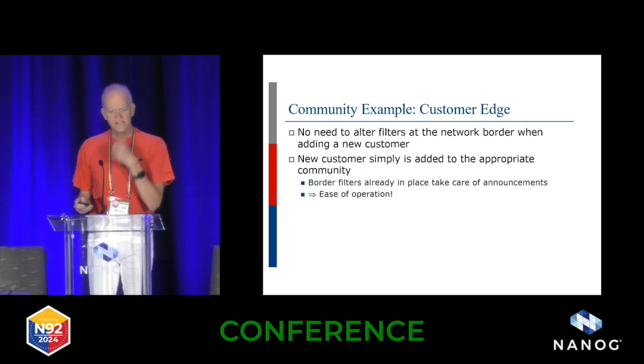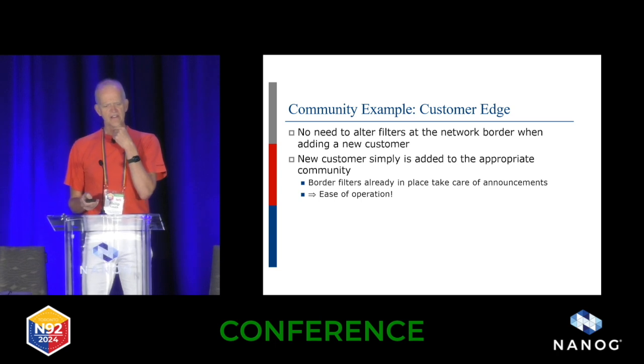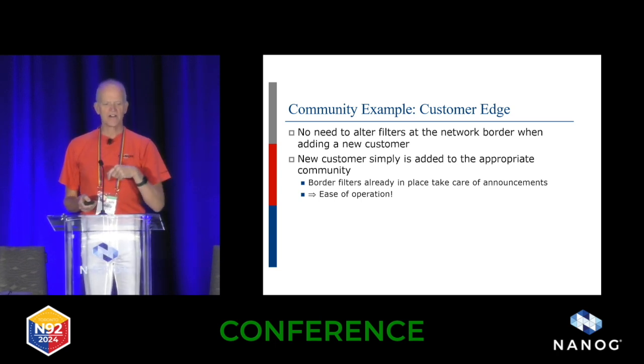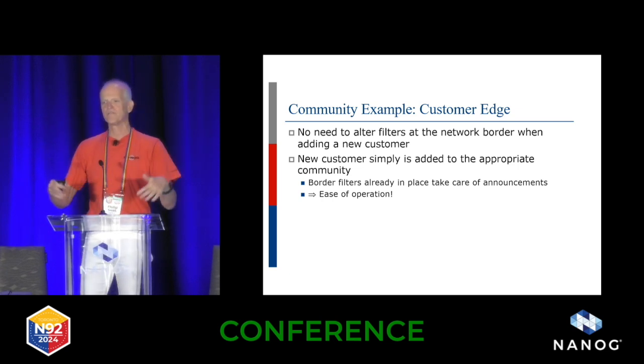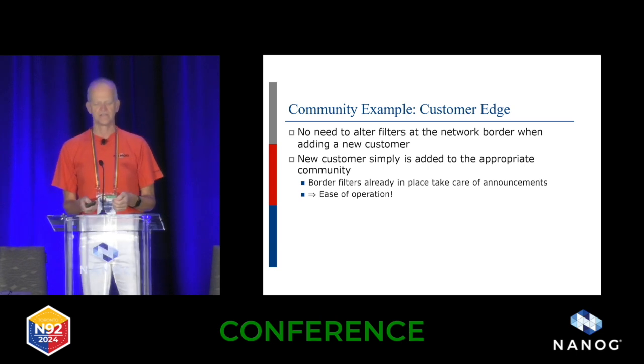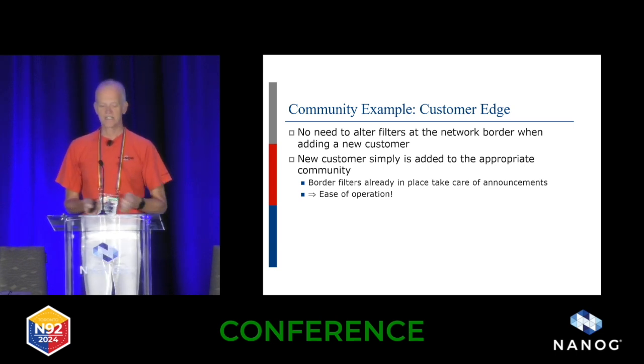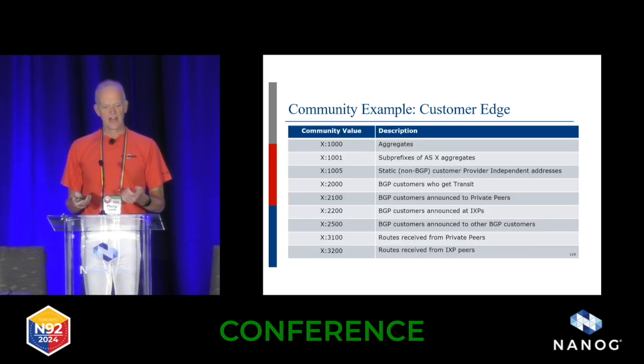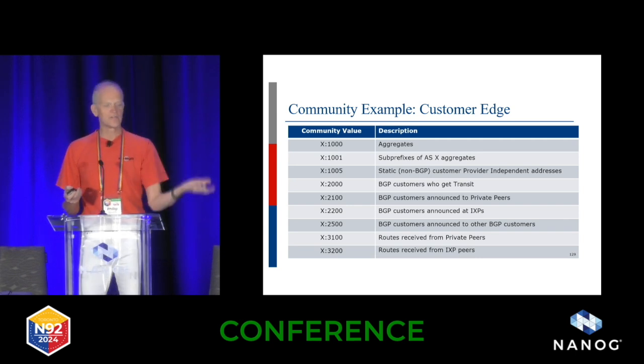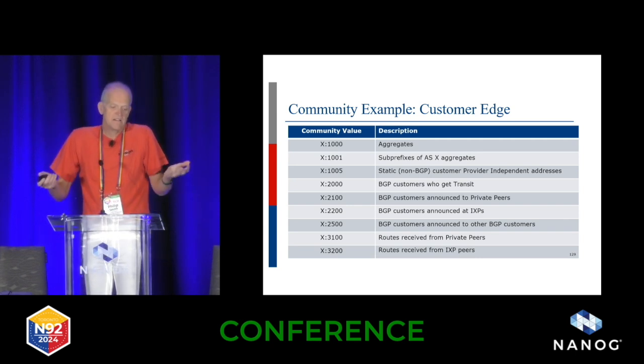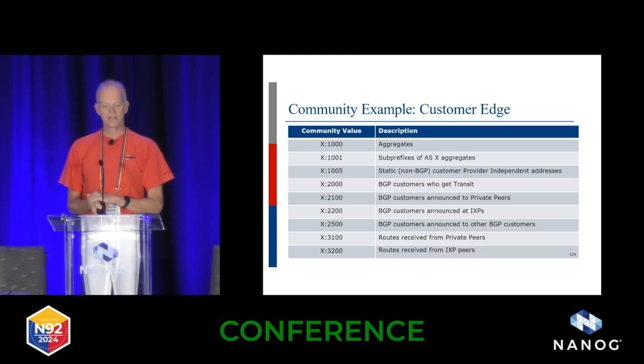So customer edge. This is all about no need to alter filters on the border router when adding a new customer. There's nothing worse than having to trail around all the different routers, adding prefix lists and so forth, just as a new customer comes on board. If we already set up the filters to do filtering based on communities, then we just tag the customer accordingly.